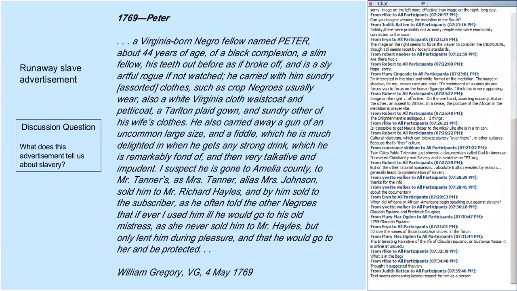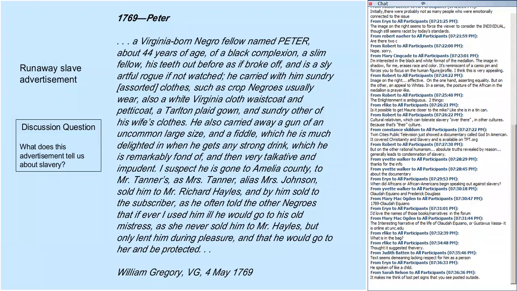Good point. Thank you. Maurie? I think it probably is very accurate. One of the things that we've learned in our study of slavery that has changed some of the conceptions we held for many years is that more often than not, slaves are running away in order to get back to family. So if you look at this, he's probably gone to Amelia County where he had previously lived. And so he's probably trying to get back to family members that he had been sold away from.